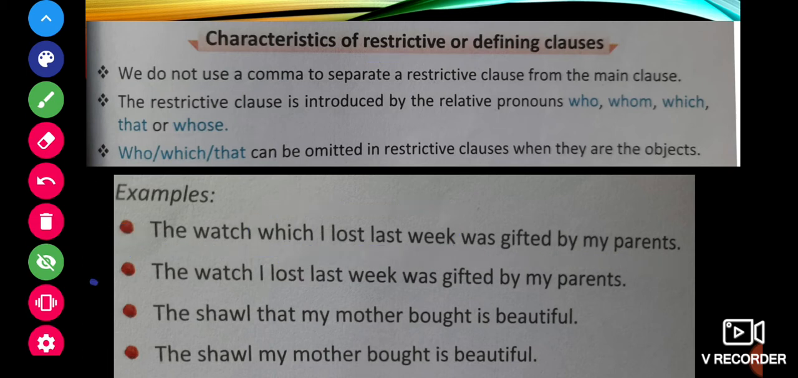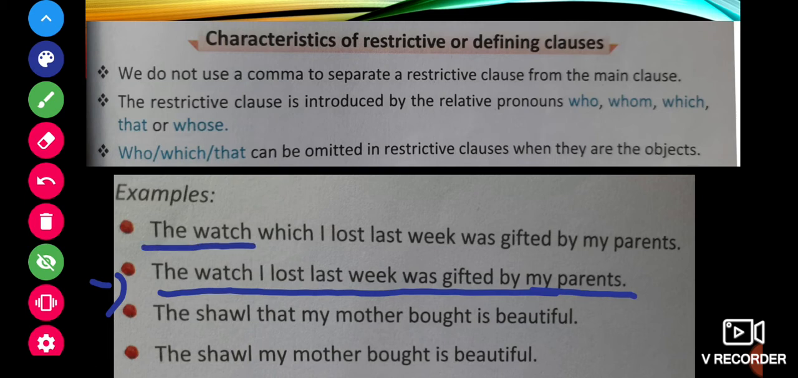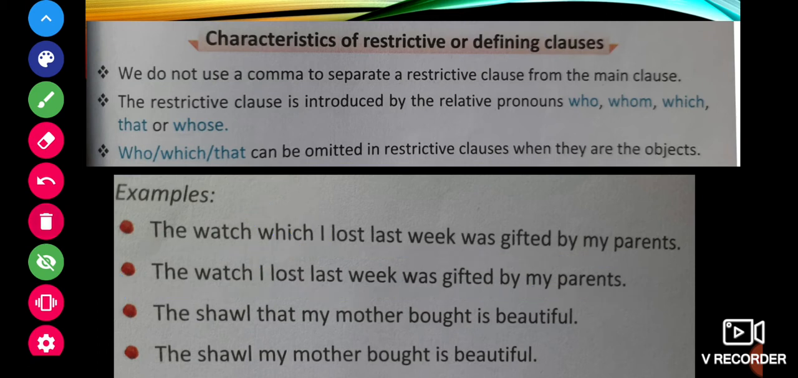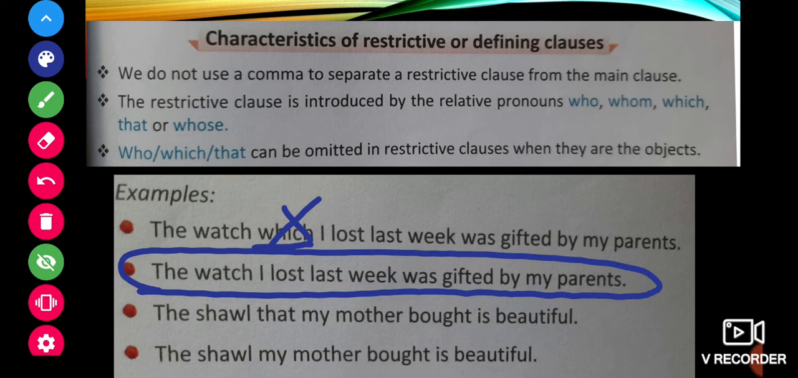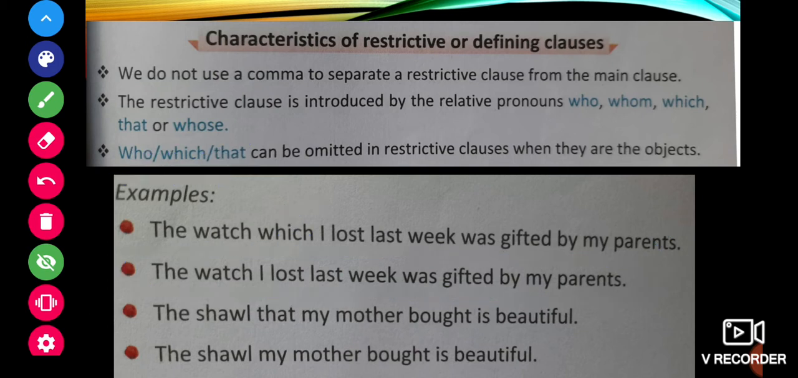So look at the next sentence. The watch I lost last week was gifted by my parents. So here we have removed which from the first sentence. In the second sentence, there is no which, but still it makes complete sense. So, who, which, and that can be removed from sentences.